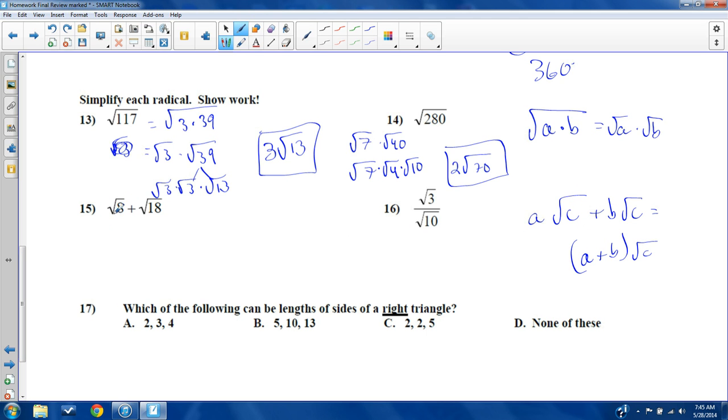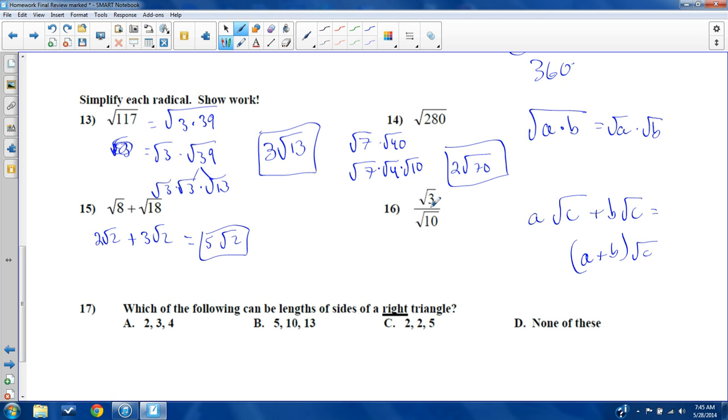So let's break these down. Square root of 8 is square root of 4 times square root of 2. That's 2 root 2. Square root of 18 is square root of 9 times square root of 2. That's 3 root 2. So 2 root 2 plus 3 root 2 equals 2 plus 3 times the square root of 2. So that's 5 root 2.